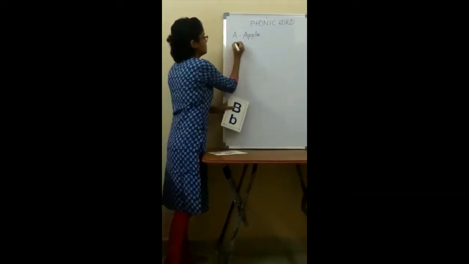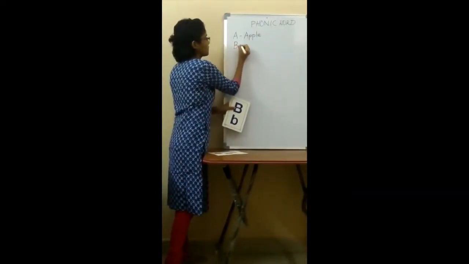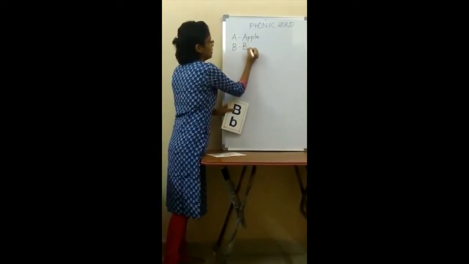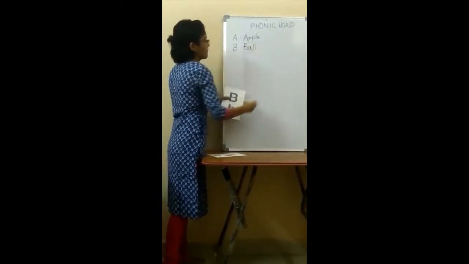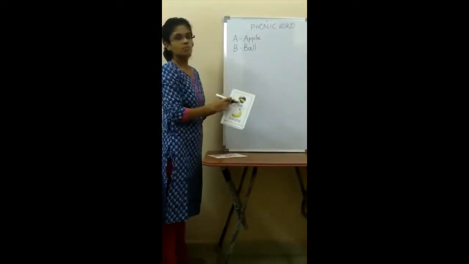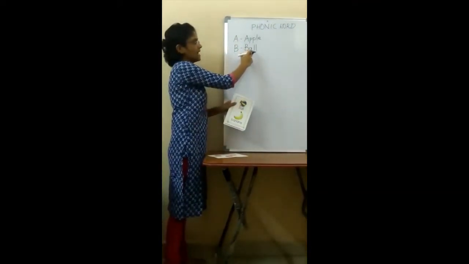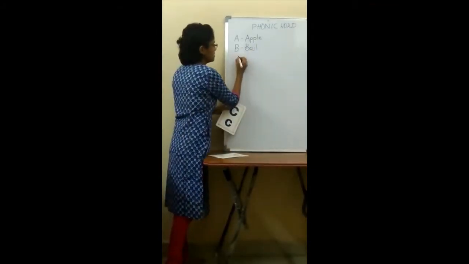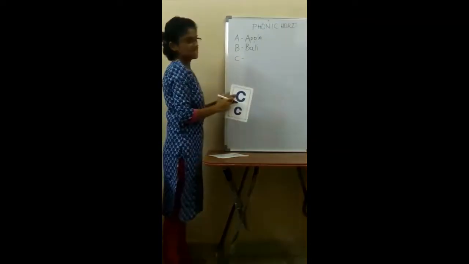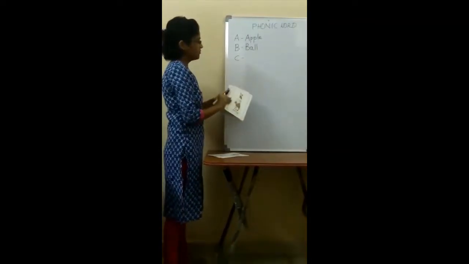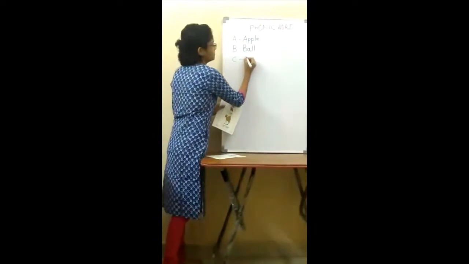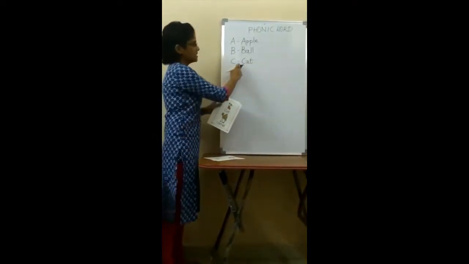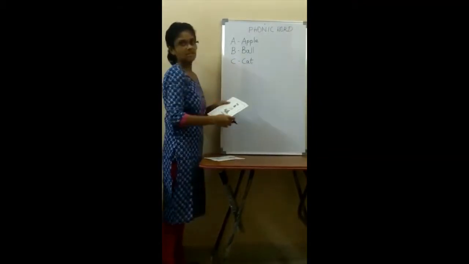What is the next letter? B. What is B for? Ball. B for ball. B A L L. Ball. What is the next letter? C. C for cat. C A T. Cat.